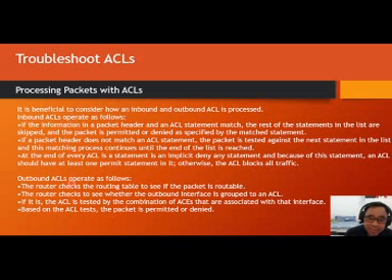Outbound ACLs operate as follows. The router checks the routing table to see if the packet is routable. The router checks to see whether the outbound interface is grouped to an ACL. If it is, the packet is tested by the combination of ACEs that are associated with the interface. Based on the ACL test, the packet is permitted or denied.